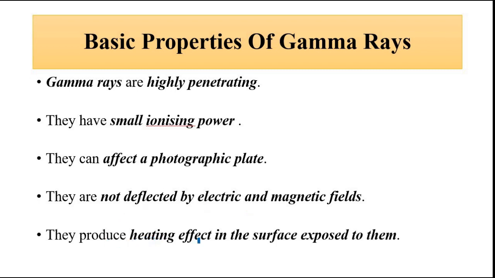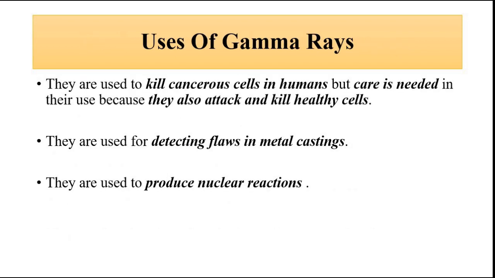They also produce some heating effect on the surface on which the gamma rays are exposed. So these are some of the basic properties. There are a lot of other properties, but here we are just trying to cover the basic important points in a quick way. Then uses of gamma rays. There are many applications, these are just to say a few.